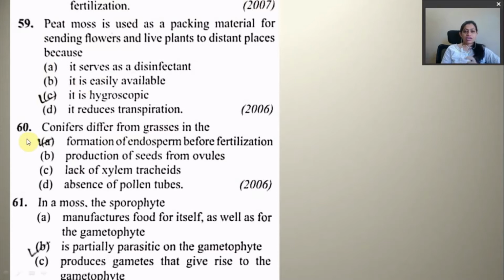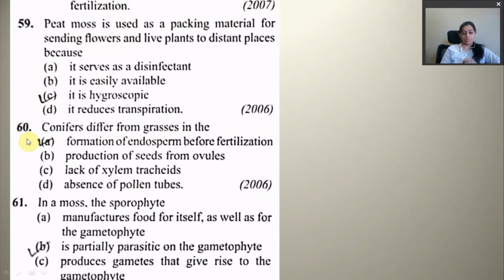Now number 60, conifers differ from grasses. Conifers differ from grasses in the formation of endosperm before fertilization, production of seed from ovules, lack of xylem tracheids, absence of pollen tubes. No, the right one is formation of endosperm before fertilization. Okay, so conifers differ from grasses in this point. So this is the right option.